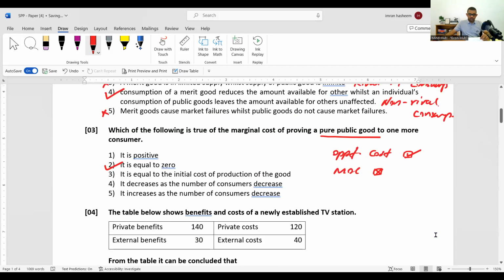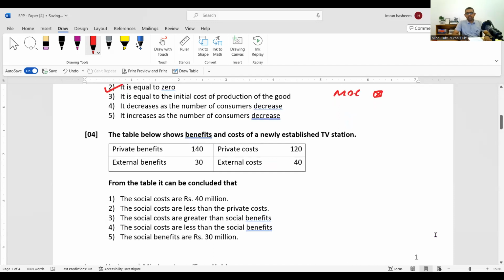Question 3, answer 2. Question 4. The table below shows benefits and costs of a newly established television station, TV station. Right? Benefits are given, costs are given. Looks straightforward.